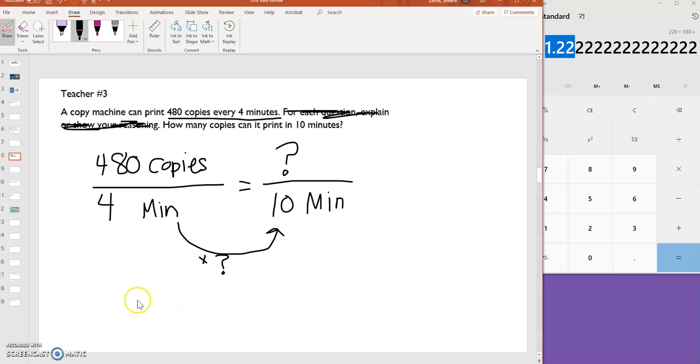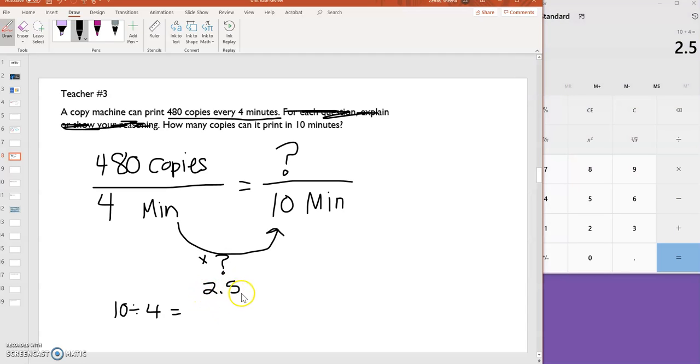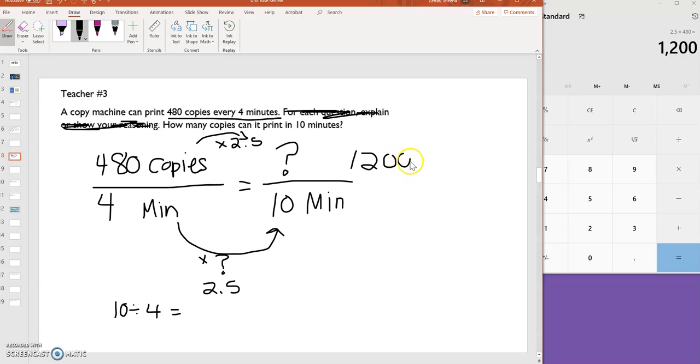If you're not sure what you're multiplying it by, we can do the opposite operation. And if I did 10 divided by 4, that will actually tell me what I am multiplying by. So let's do that. 10 divided by 4 is 2.5. So if I multiplied my denominators, now I know to get my question mark, I take the original amount and multiply it by 2.5. And now I can tell you that in 10 minutes, this copier would have 1,200 printed copies.